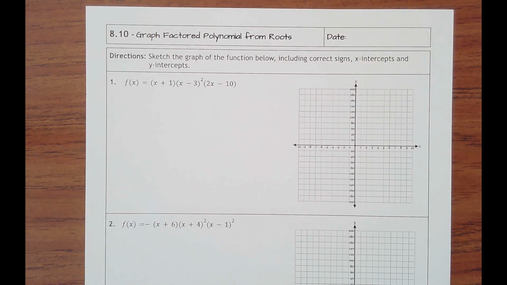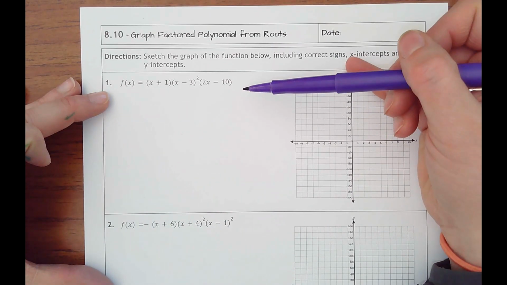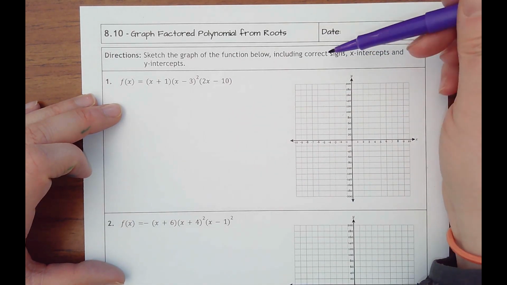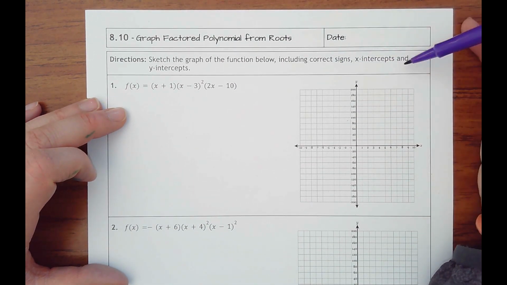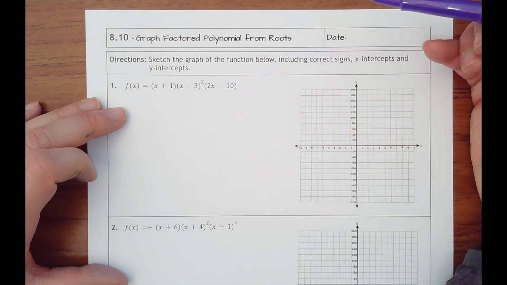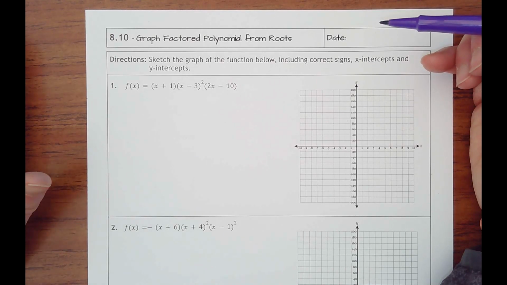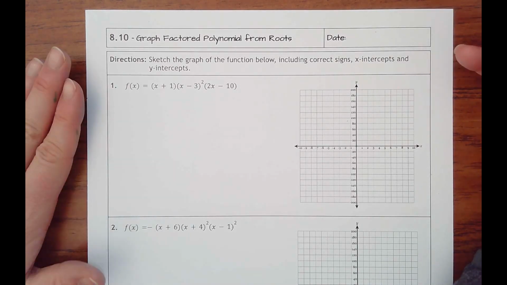Lesson 8.10 is graphing factored polynomials from their roots. What you're going to see is these equations are in factored form. We're going to have to include correct signs, and we'll talk about what that means. X-intercepts, which are the roots, and then the y-intercept as well. Delta Math will have you plotting the points for the roots, the x-intercepts, and the y-intercept.